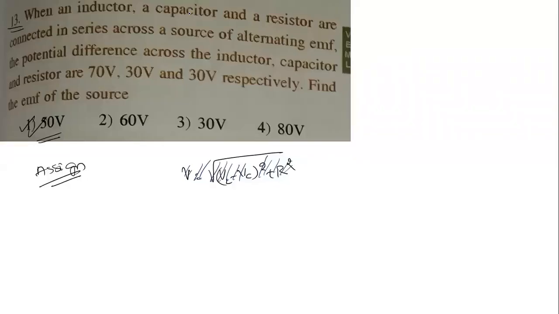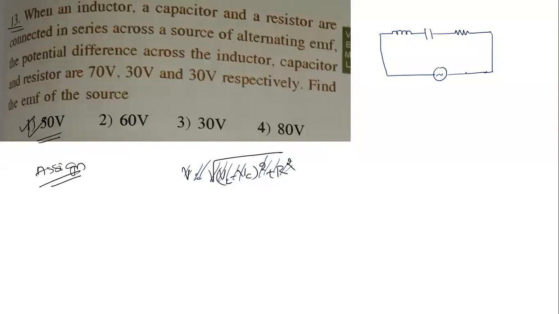When an inductor, capacitor, and resistor are connected in series combination across an alternating EMF. This is the representation of the inductor, capacitor, and resistor connected in series across an alternating EMF.